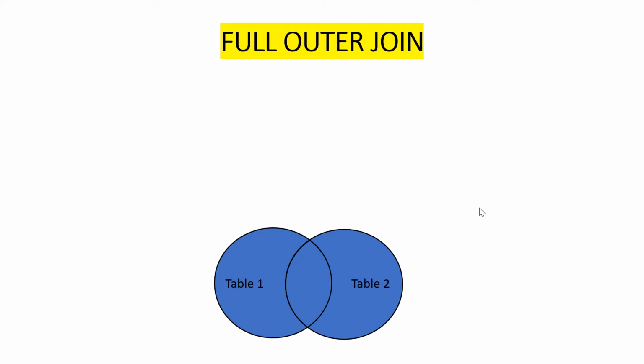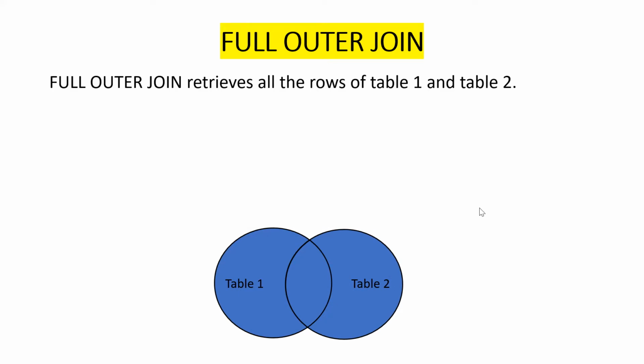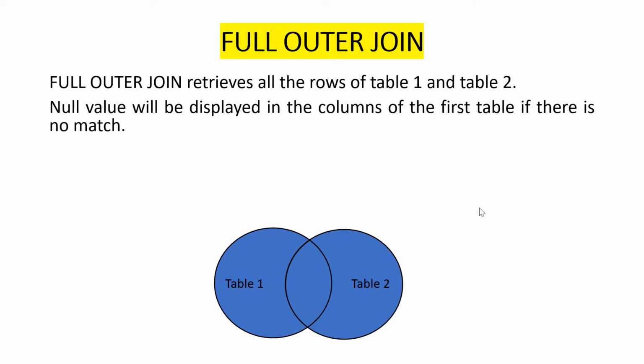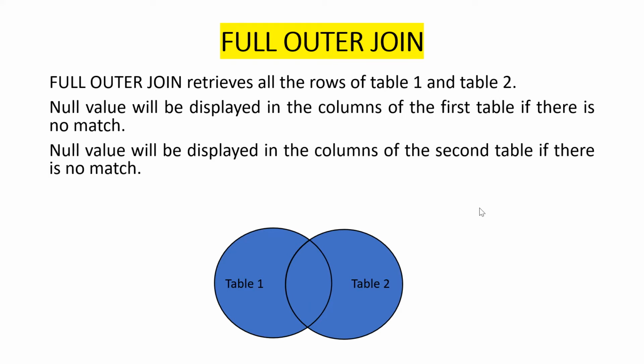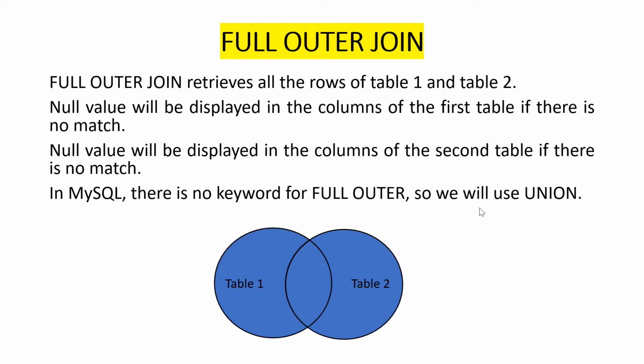For the full outer join, it retrieves all the rows from table 1 and table 2. So null values will be displayed in the columns of the first table if there is no match, and the same thing, null values will be displayed in the columns of the second table if there is no match. In MySQL, there is no keyword for full outer join, so we will use union.